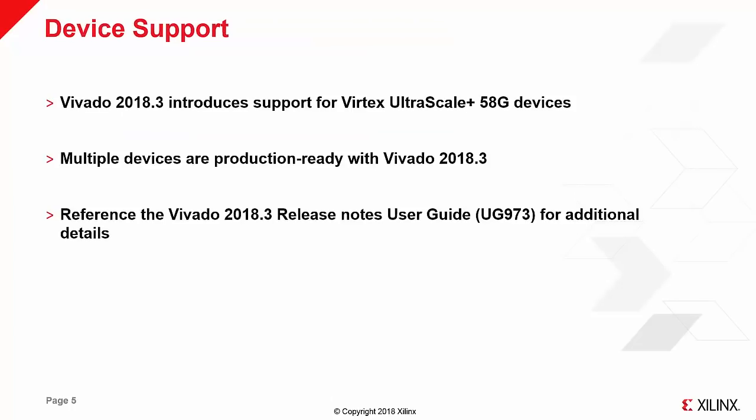On the device side, we want to highlight just a few things. In 2018.3, we are introducing support for Virtex UltraScale Plus with a 58 gig transceiver. We've also moved several devices to production ready, and for those details, I would refer you to UG973.